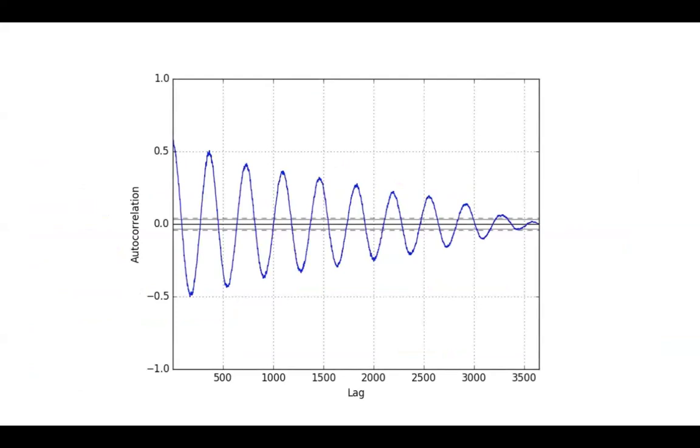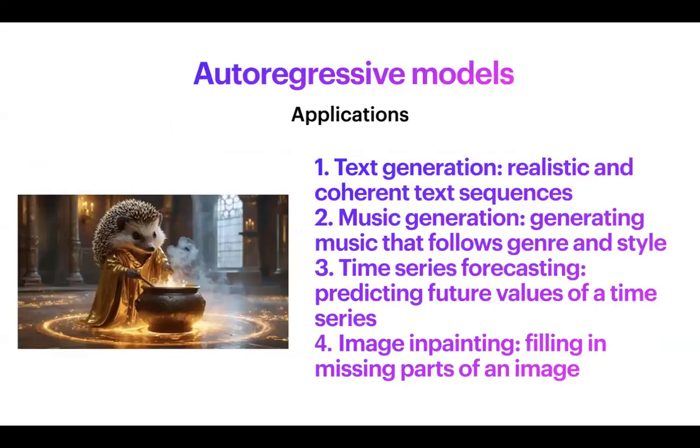But what they are really, really good for is predicting things, and they get used a lot in several different arenas, but this is what an output might look like from one. And so these models get used in, again, text generation, where it can produce realistic and coherent text sequences, music generation, where it can follow genre and style, but it really does well at time series forecasting, so predicting future values of a time series. And then it can do image in-painting as well, such as filling in the missing parts of an image.